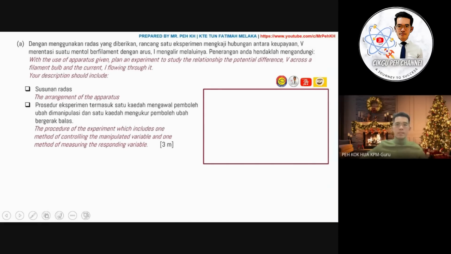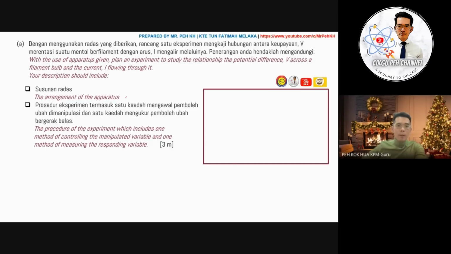Okay, so this is the sample question where students are asked to arrange the apparatus and plan your own experiment. So you need to find out your MV and RV for this experiment. The procedure and diagram are not going to be provided for this type of question, which is Amali, tidak berpandu. Okay, so let us read the question first.